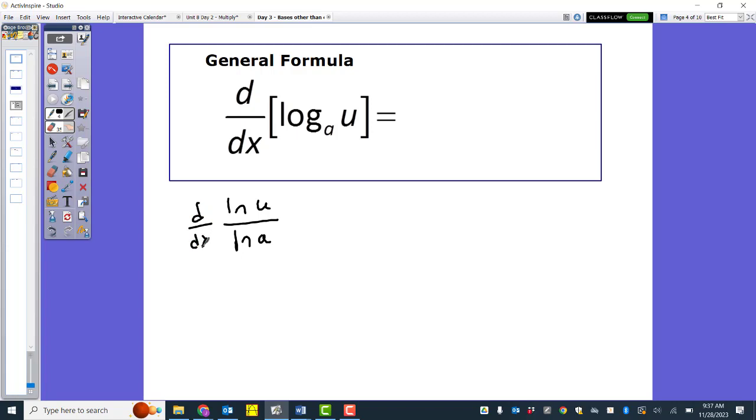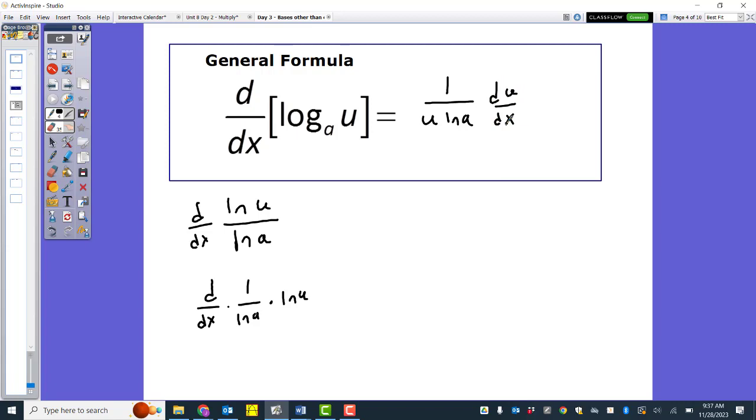Well, since a is a constant, we can say this is the derivative of 1 over natural log of a times natural log of u. And then we're doing the derivative, this is a constant, so we're really just doing the derivative of natural log of u. So this becomes 1 over u natural log of a, then times du over dx. So times the derivative of the inside. Okay, so that's the general idea.